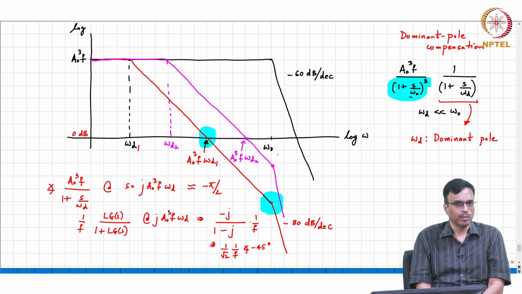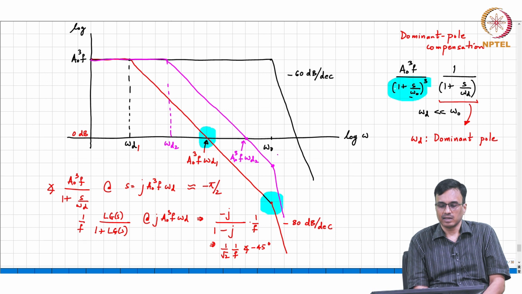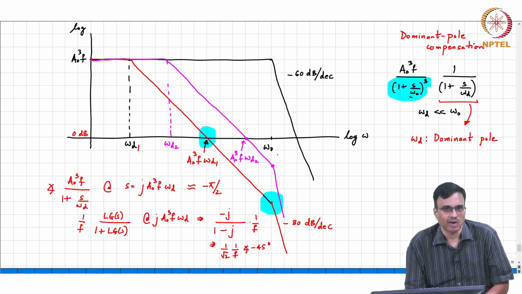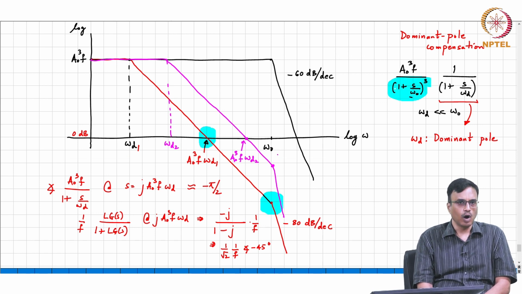Omega d1 is the frequency at which the higher order poles kick in, and at that frequency the magnitude is much smaller, correct. So there must be some number or metric to qualify how close to a true first order system the dominant pole is making the system look.